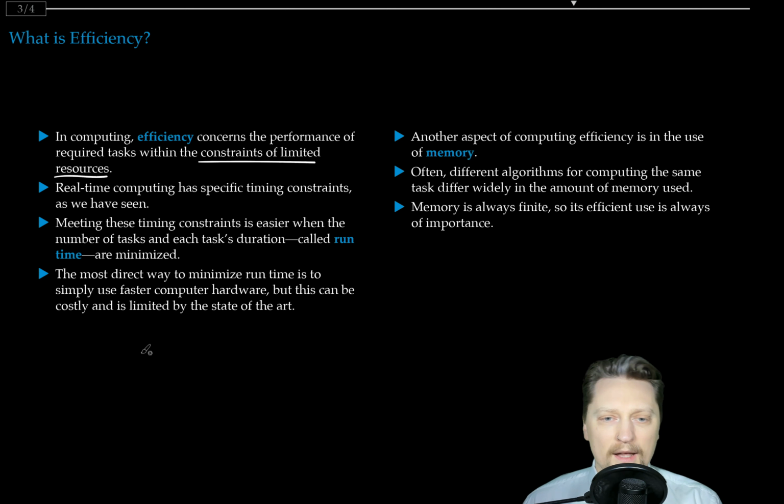The most direct way to minimize runtime is to simply use faster computer hardware. But this can be costly and is limited by the state of the art. Another aspect of computing efficiency is in the use of memory. Often different algorithms for computing the same task differ widely in the amount of memory used. Memory is always finite, so its efficient use is always of importance.